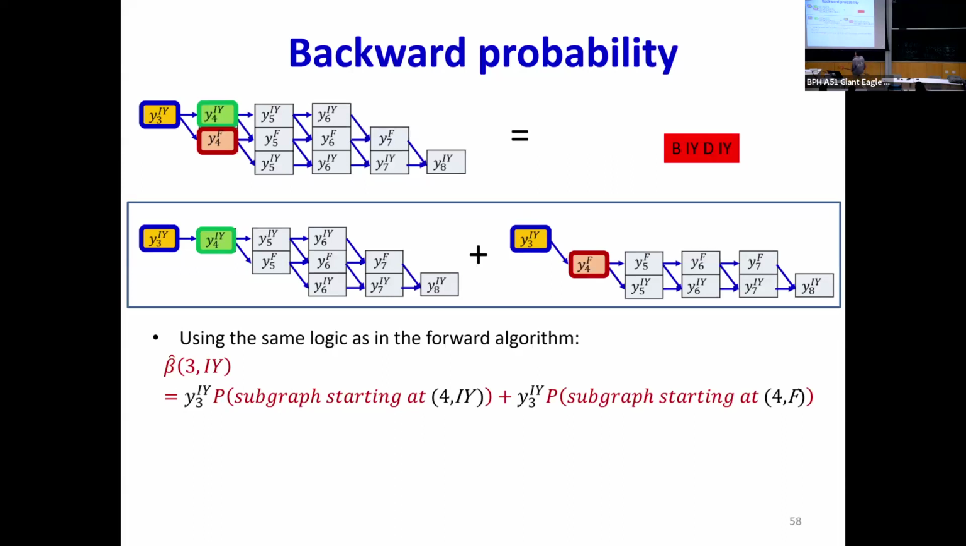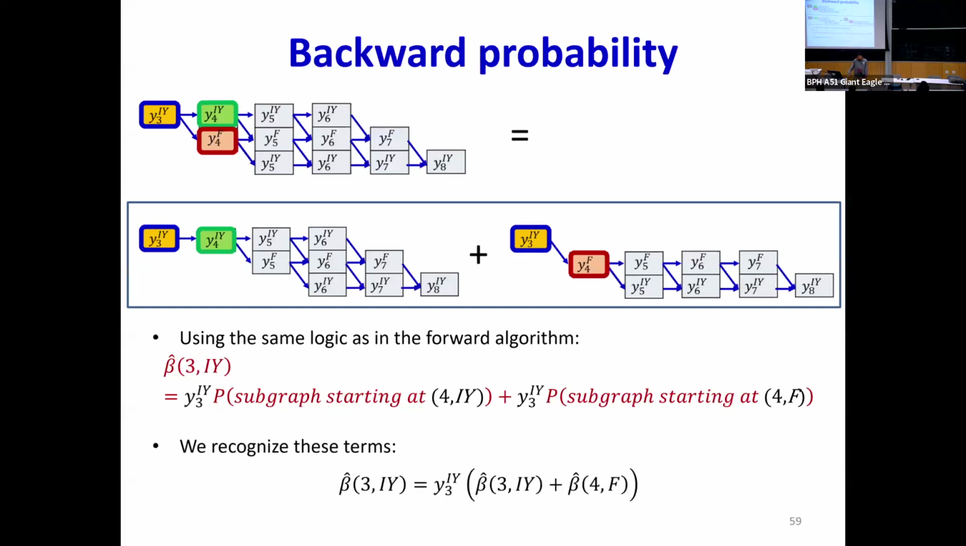So what is the probability of this portion of the graph? Again, using the same notation. Anyone? That's just going to be, the portion of the graph starting in the green node is simply going to be the beta hat probability for the green node, right? The portion of the graph starting at the red node is going to be the beta hat probability for the red node. And so once again, I'm going to get beta hat 3E is Y3E times the sum of the beta hats for the children of 3E.